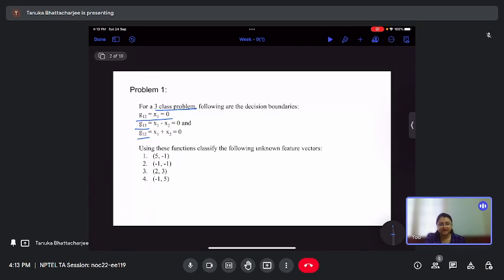Like that, the final decision regions are selected such that the intersection of the regions which correspond to a particular class gives the final region of that class. So the question here is, using these functions you need to classify the following unknown feature vectors. Before going into the classification, first let us draw the decision boundaries and see which region of the feature space belongs to which class.